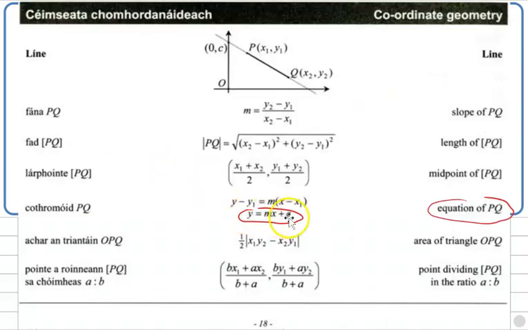Y equals mx plus c is the equation of the line formula. It's on page 18 of your formula book on the coordinate geometry page.